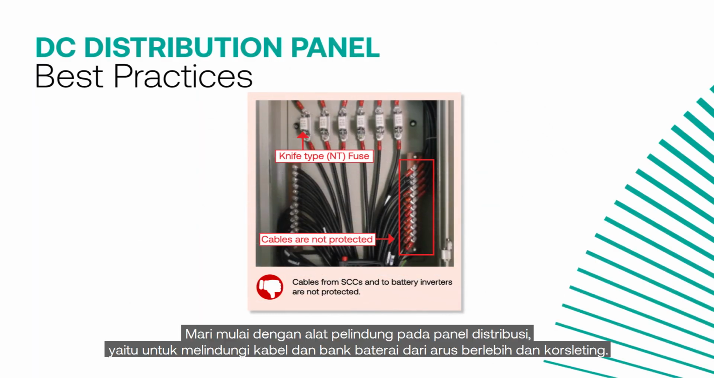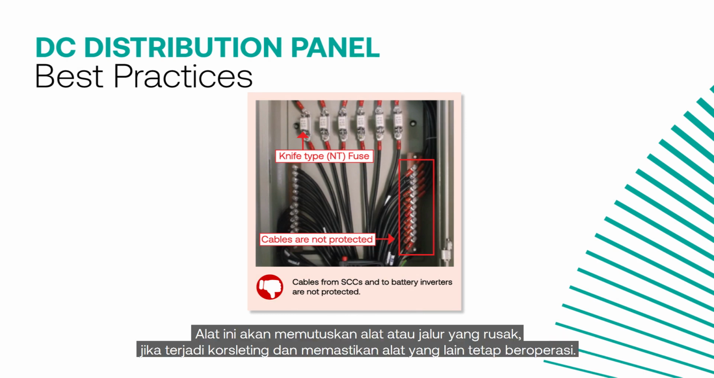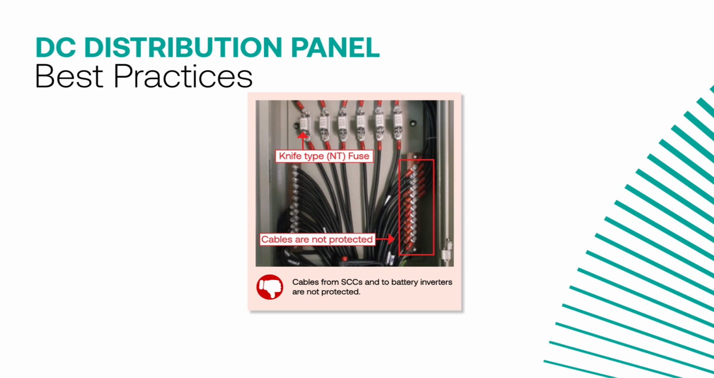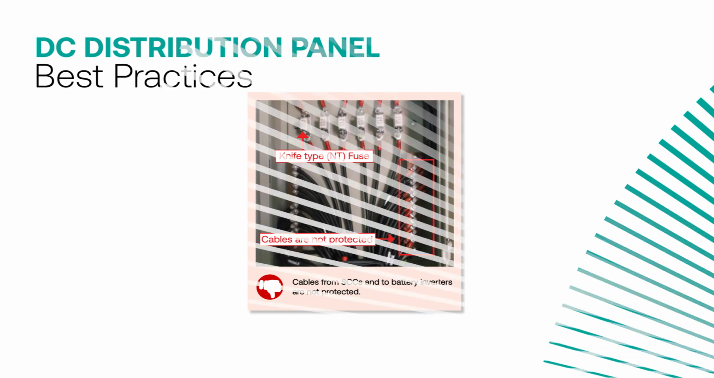Let us start with protection devices in distribution panel, that is to protect the cables and battery bank against overcurrent and short circuit. It will disconnect the faulty device or line in case of short circuit and keep the rest of the devices in operation. The picture shows poor component installation. Incoming cables from SCCs and outgoing cables to battery inverter are not equipped with protection devices.